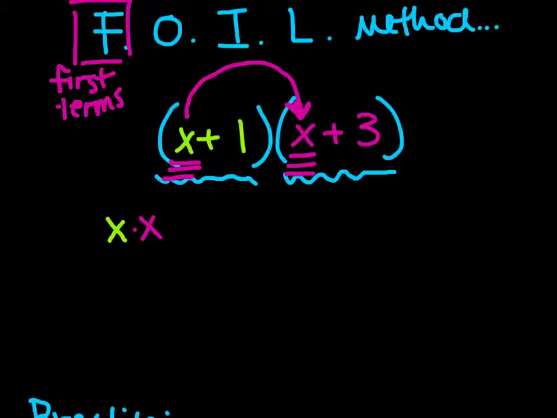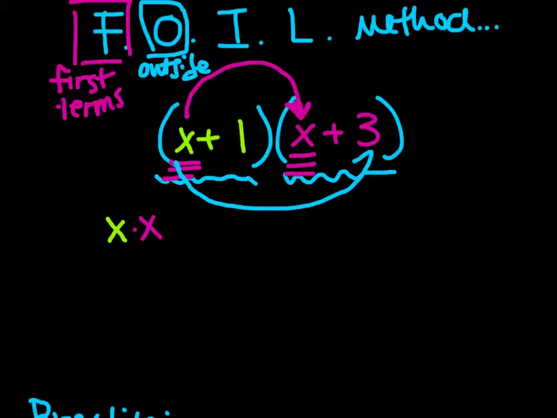Then we're going to do O, which means outside terms. Outside terms refer to the two terms that are on the outside, the x and the 3. So we could say plus x times 3. And I'm saying plus because we have these pluses in here, so everything's going to be added. This is positive and this is positive, so it's going to remain positive in the middle.